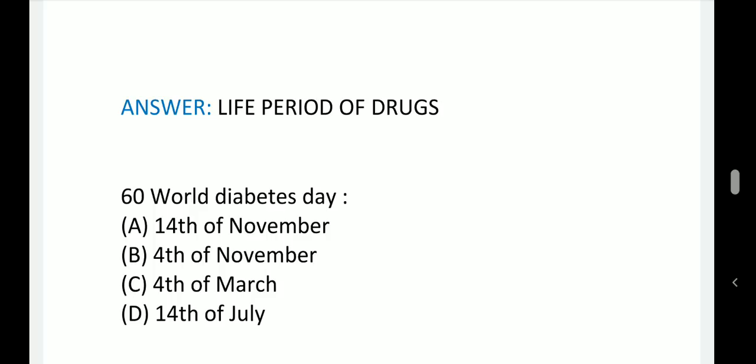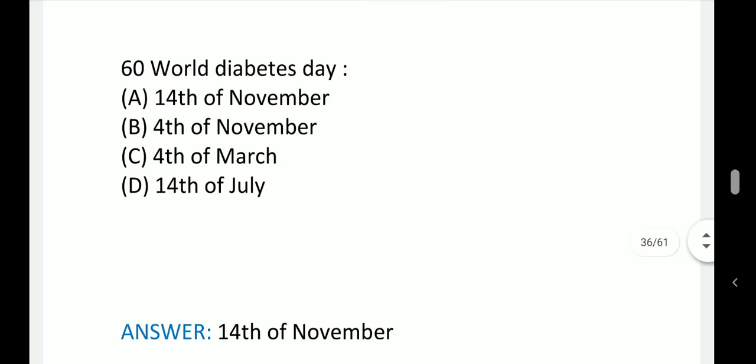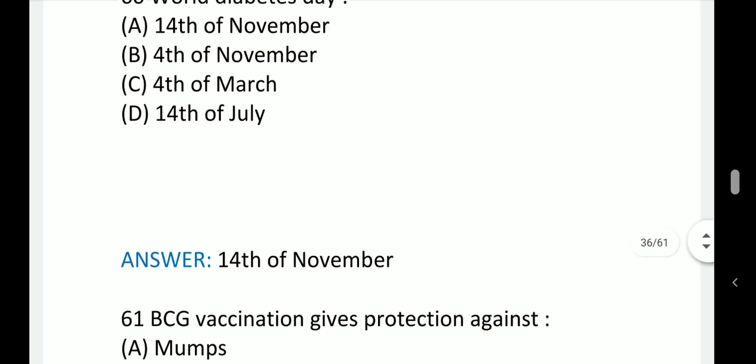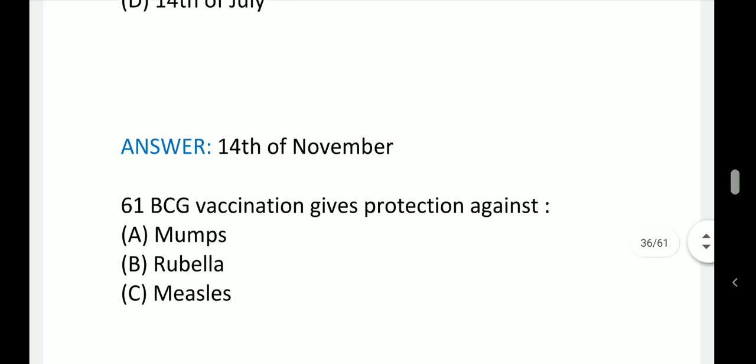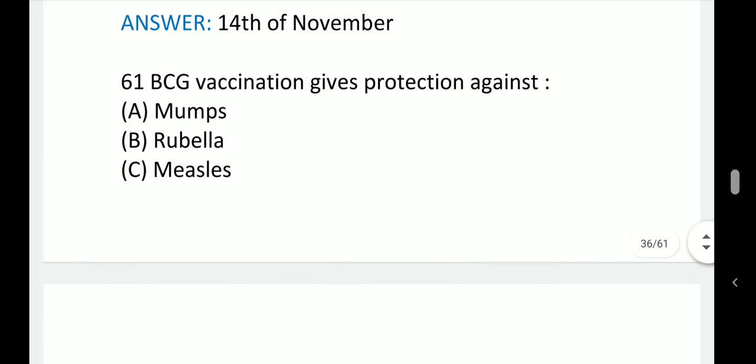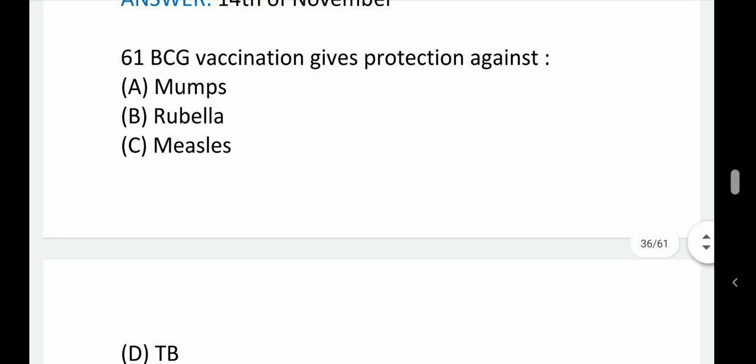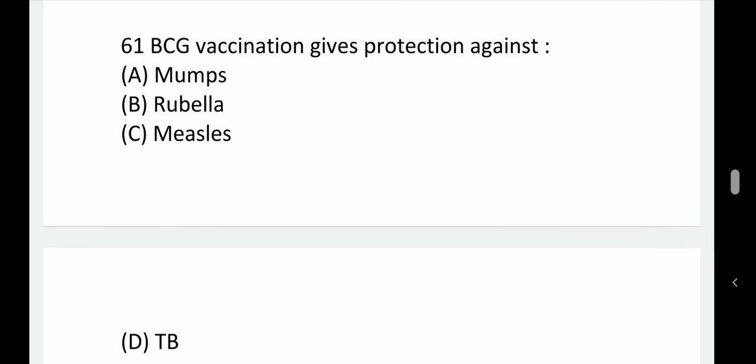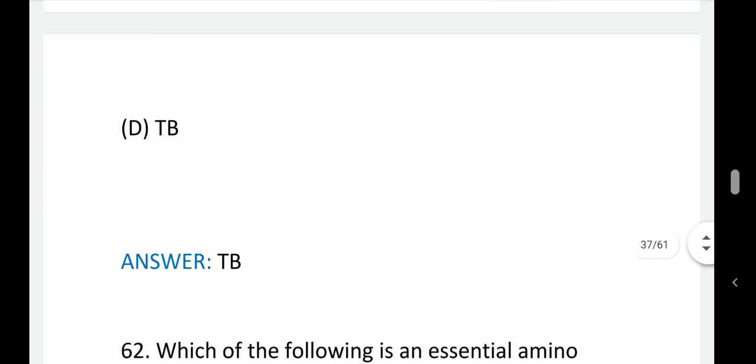Answer is option A, 14th of November. Question number 61. BCG vaccination gives protection against. Option A, mumps. Option B, rubella. Option C, measles. Option D, TB. Answer is option D, TB.